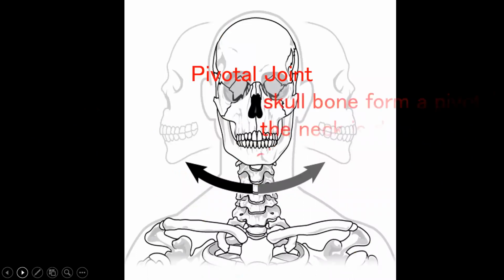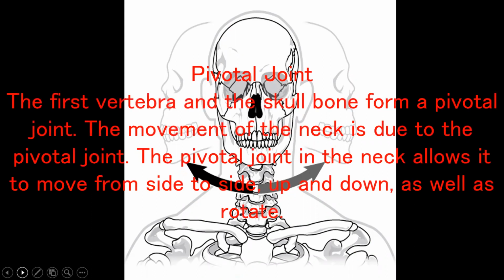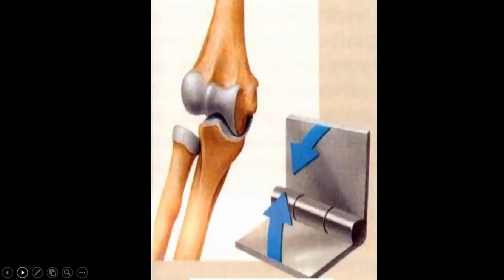Pivotal joint. The first vertebra and the skull bone form a pivotal joint. The movement of the neck is due to the pivotal joint. The pivotal joint in the neck allows it to move from side to side, up and down, as well as rotate.